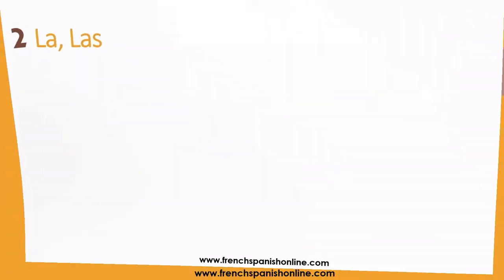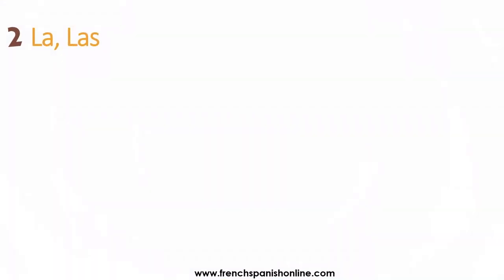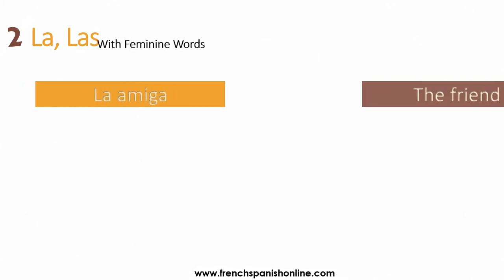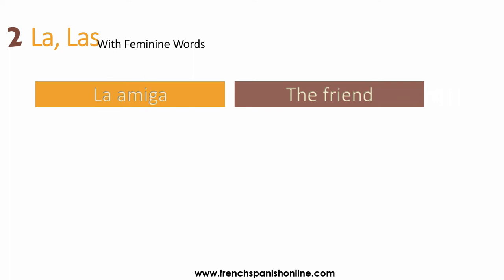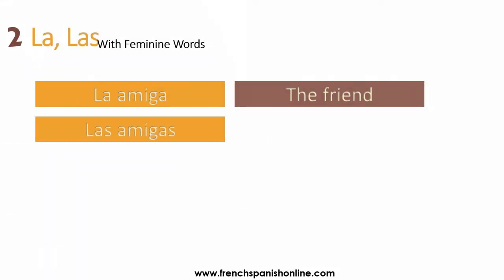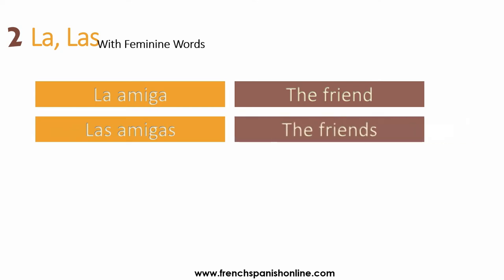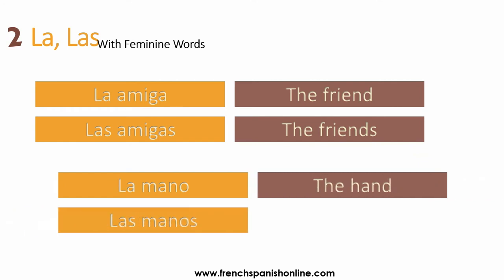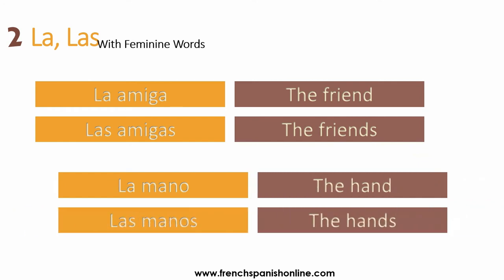So let's see now the feminine forms. La, and las for the plural. La amiga, to say the friend. Here with this word we have the stress on the second syllable, mi, amiga, so we can use the proper definite article, the feminine form, la amiga, and the plural, las amigas, the friends, for girls. La mano, to say the hand, las manos for the plural.